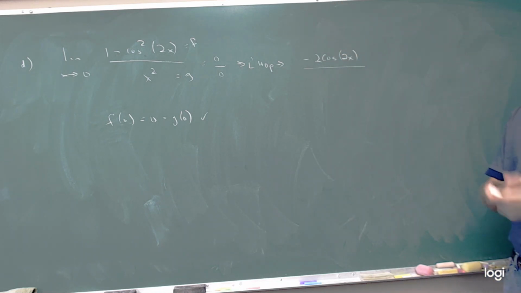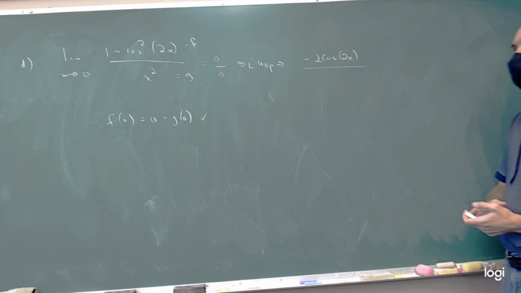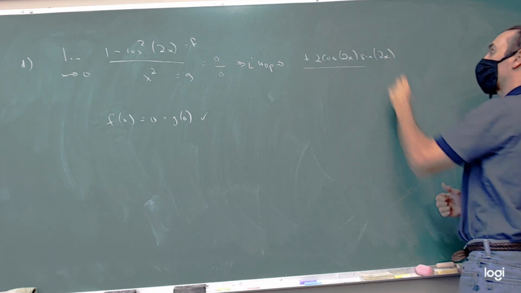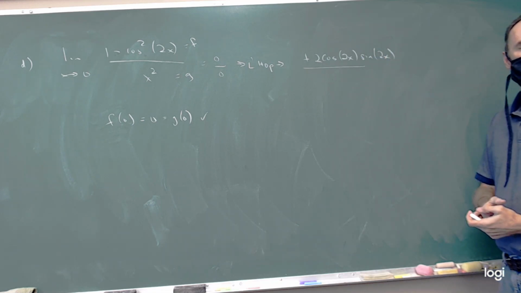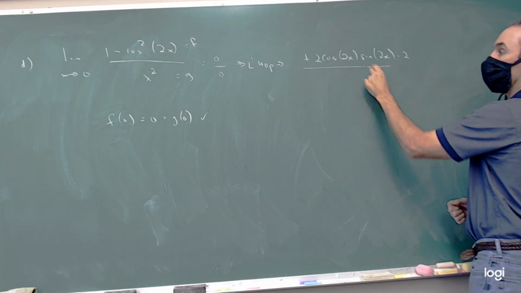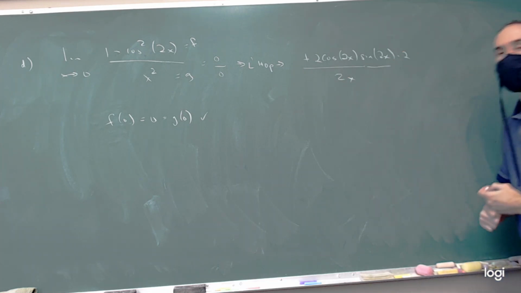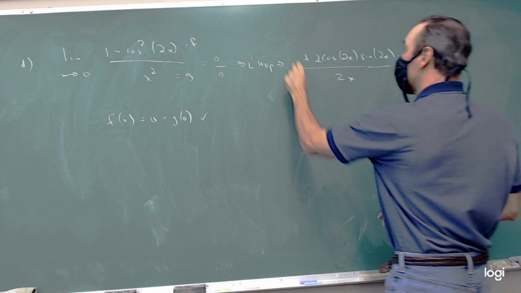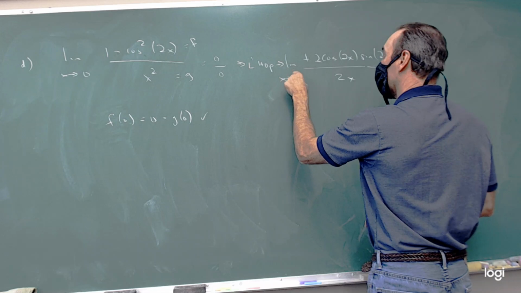Now we're to the cosine level. The derivative of cosine is negative sine of 2x. Now we're to the 2x level. Its derivative is 2. I'll do the bottom. All right, so now we're going to take that limit as x goes to 0.